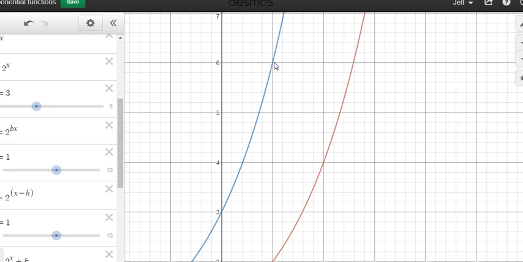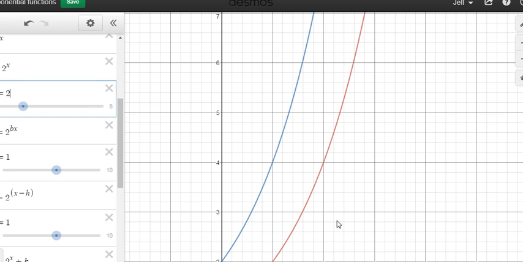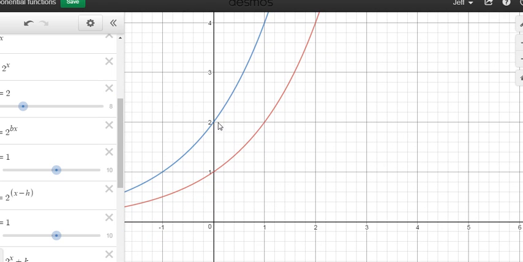So if you do this over and over, each y value on the original parent function or the original mother function should be multiplied by 3, the a value. So if we move that down to 2, then we have 1 to 2. Then we have 2 to 4. You see that? So it is a vertical stretch. Congratulations to you for predicting that.